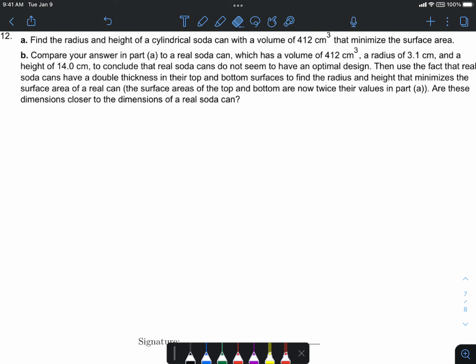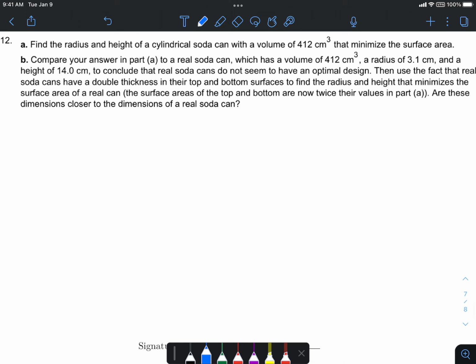I think this is a very interesting question, so let's see what it's asking us. We're going to find the radius and the height of a cylindrical soda can with a volume of 412 centimeters cubed that minimize the surface area. So we're trying to store a fixed amount of soda with the least surface area possible. So let's model the situation first.